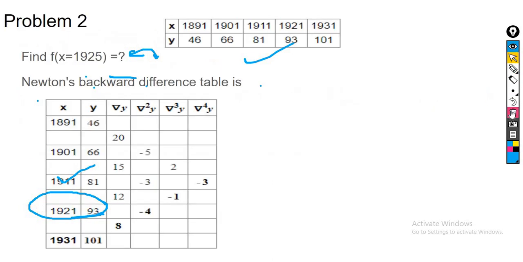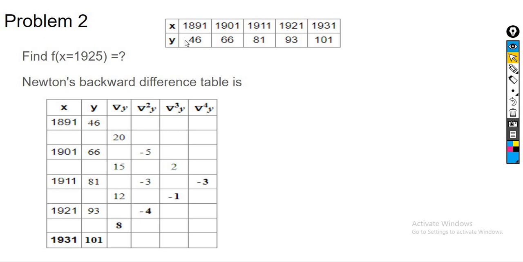Now check the second one. We are trying to calculate it for the same problem we have taken, and we are trying to predict the value for 1925. So where is 1925? It's at the end, somewhere here. It's 1921 and in between 1931, so somewhere here it's 1925. So the same method: we're going to draw the table, put this in the formula and calculate this.